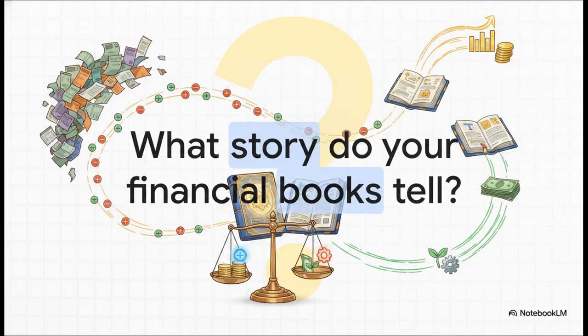But that leaves us with one pretty provocative question. If the journal captures the timeline and the ledger organizes the categories, what story do your financial books actually tell at the end of the year? I mean, are you actually profitable? Are you sustainable? To figure that out, you've got to verify those debits and credits with a trial balance and ultimately build out your final accounts. But hey, that is a whole other story for our next explainer.